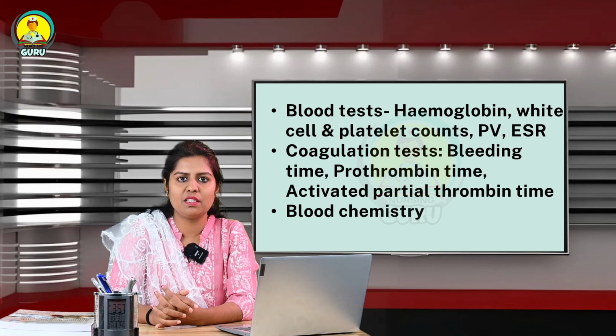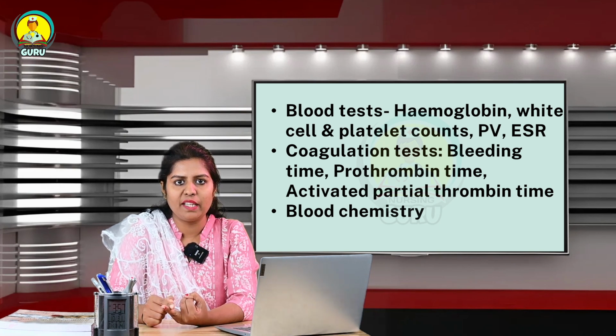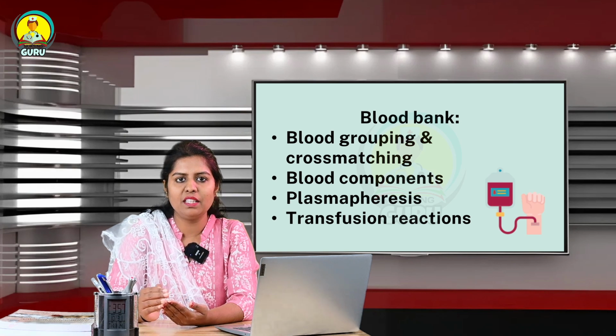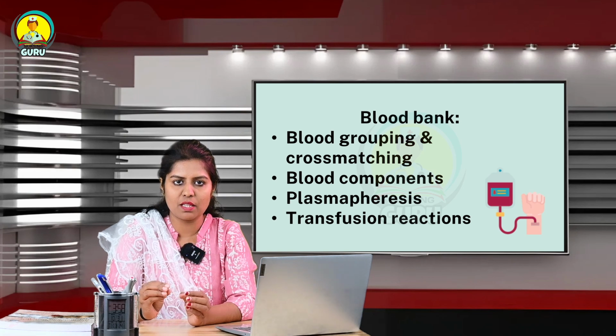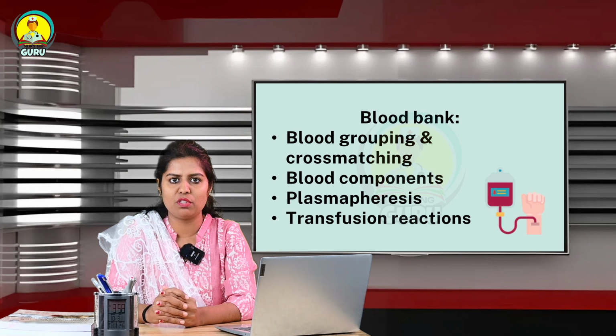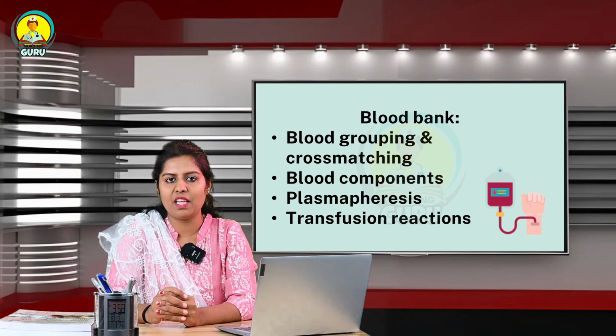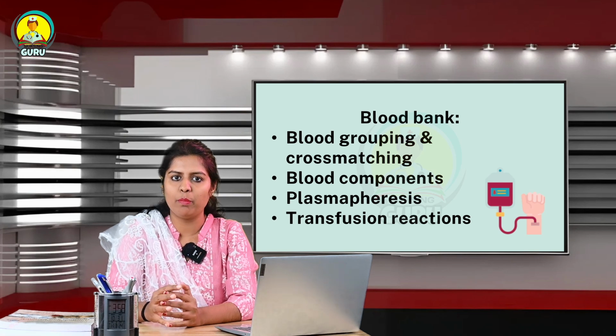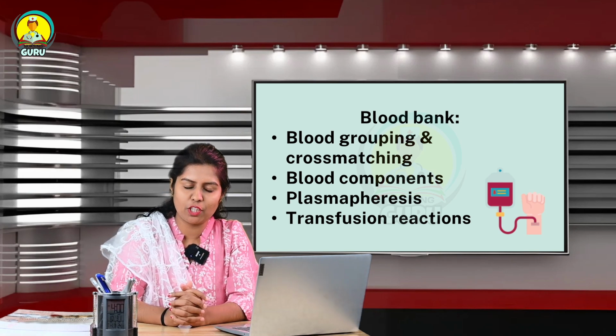Next, coagulation tests, that is bleeding time, prothrombin time, then activated partial prothrombin time, blood chemistry, blood bank, all these things they may ask. Under blood grouping they may ask many MCQs. For example, which blood will match for this person, like this they may give some cross questions. Then next, blood components, plasmapheresis, then transfusion reactions, all these things come under this unit. Here blood transfusion is very important. So here we have completed pathology 1.